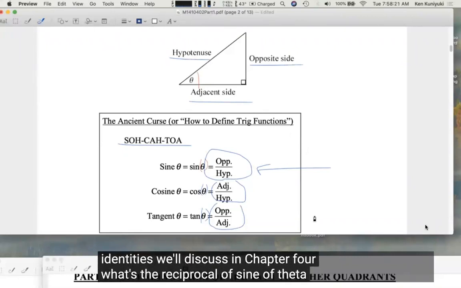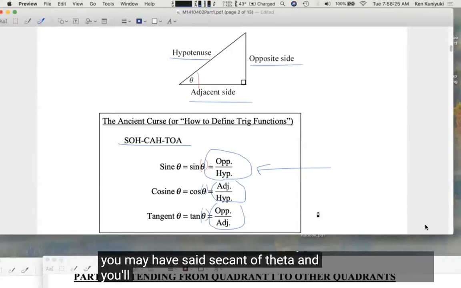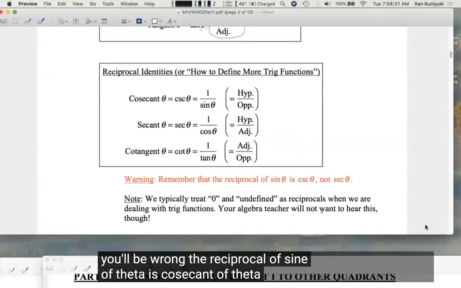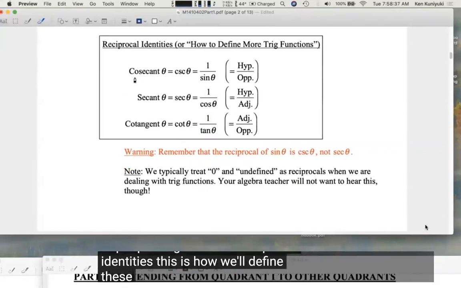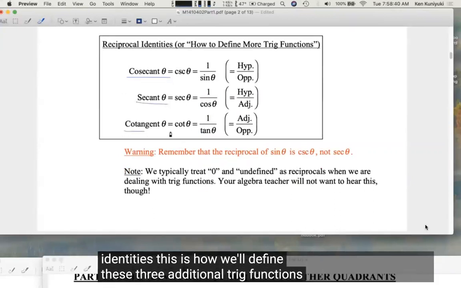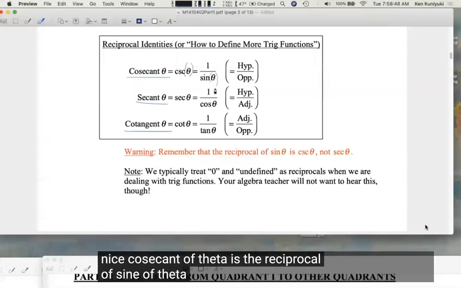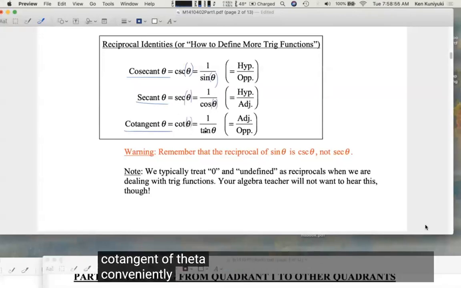What's the reciprocal of sine of theta? What is 1 over sine of theta? Many of you may have said secant of theta, and you'll be wrong. The reciprocal of sine of theta is cosecant of theta, and a lot of people forget that. The reciprocal identities. This is how we'll define these 3 additional trig functions. Cosecant of theta, again, parentheses are nice. Cosecant of theta is the reciprocal of sine of theta. Secant of theta is the reciprocal of cosine of theta. And cotangent of theta, conveniently, is the reciprocal of tangent of theta.